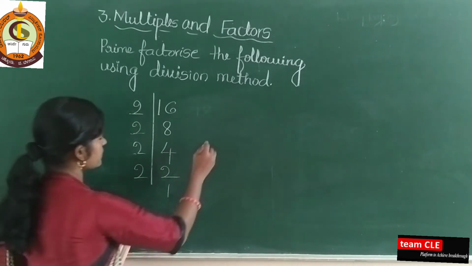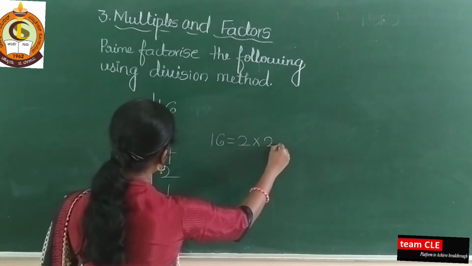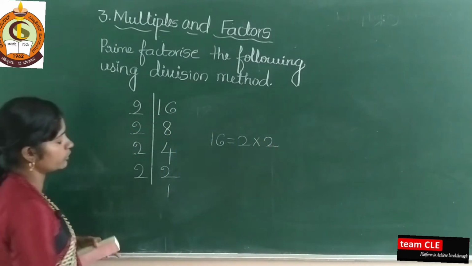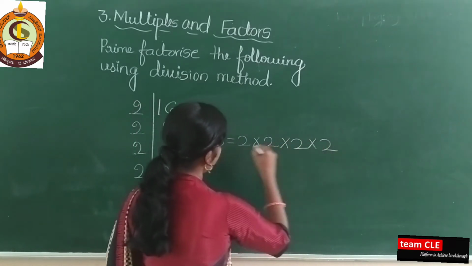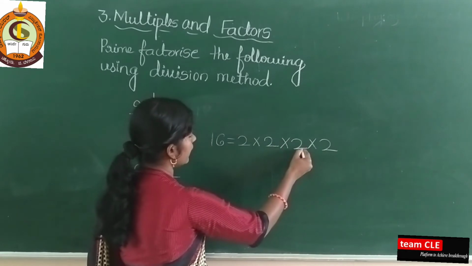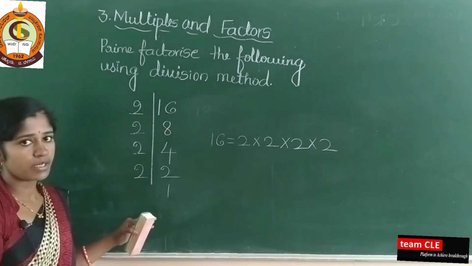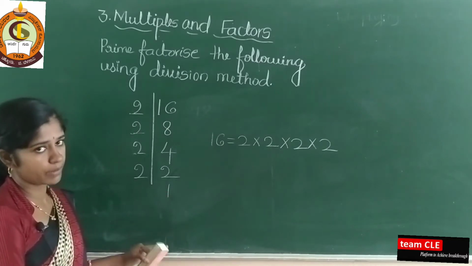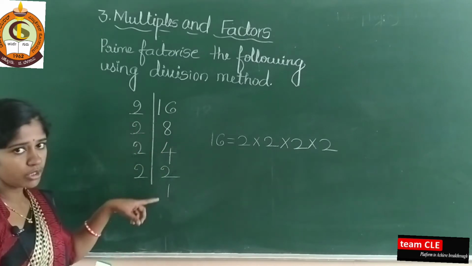So how to express this? 16 is equal to 2 into 2. How many times 2 repeated here? 4 times. 1, 2, 3, 4. 2 into 2 into 2 into 2. 2 twos are 4, 4 twos are 8, 8 twos are 16. This type you have to express its factors. See here all numbers are prime. Okay, so here division is important. How much you need to write.